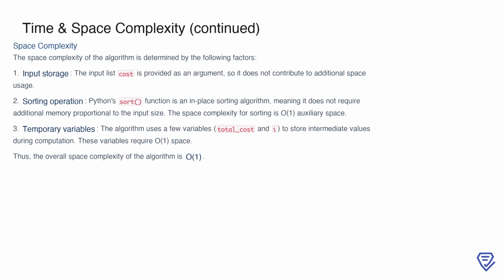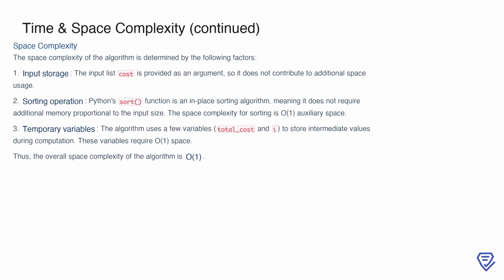Now let's examine the space complexity of the algorithm. The input list, cost, is passed as an argument to the function, so it does not add to the space complexity. The sorting operation is performed in place using Python's sort method, which means no additional memory proportional to the input size is required, resulting in O(1) auxiliary space.